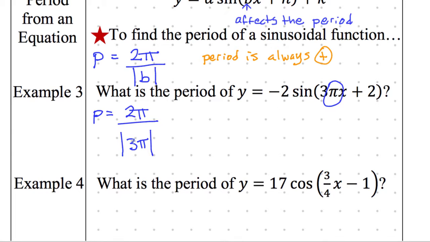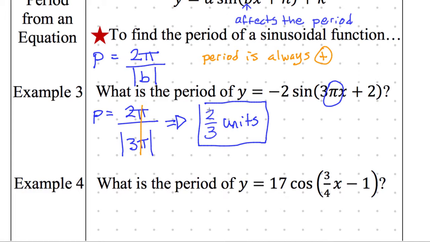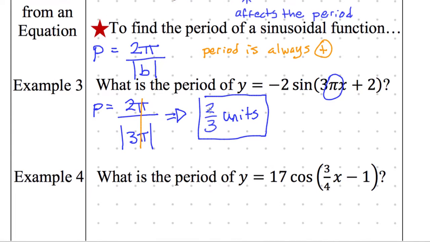And then Daisy, what's 2 pi divided by 3 pi reduced to? Pi should cancel out. 2/3. There it is, 2/3. That's the answer. It's that easy. The period is 2/3, I guess I should say units. That easy.